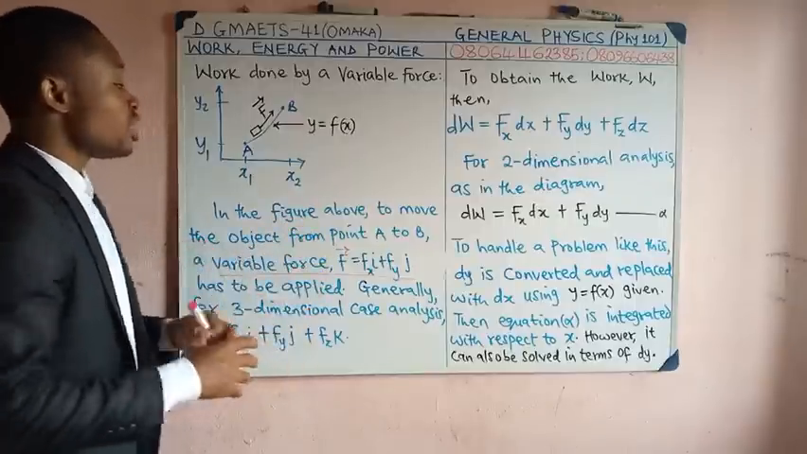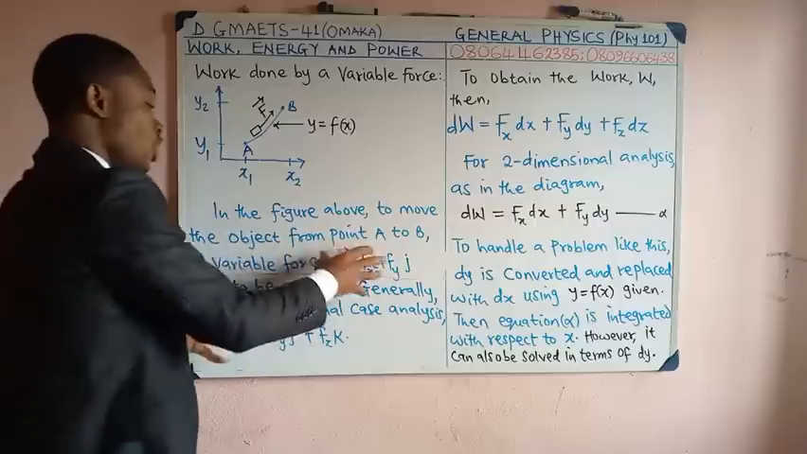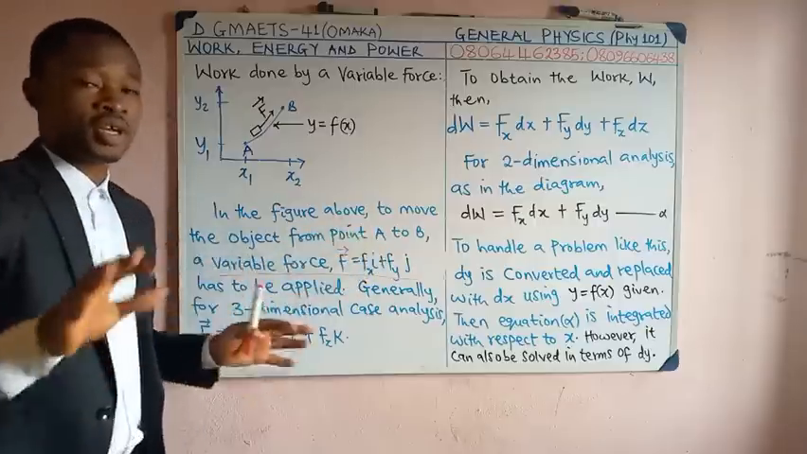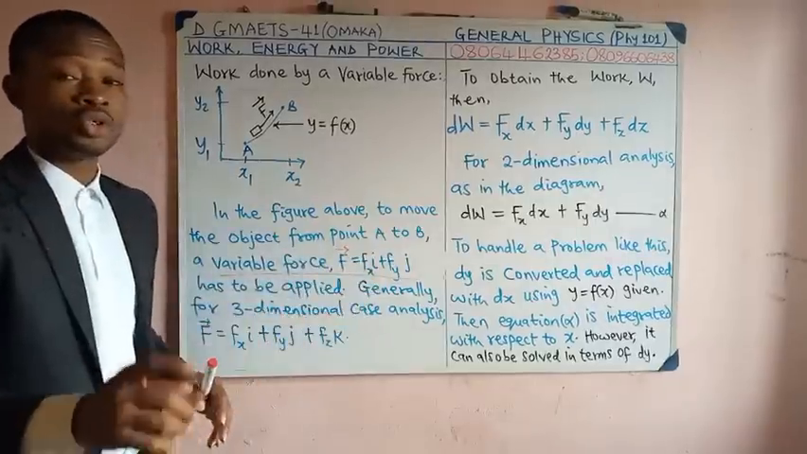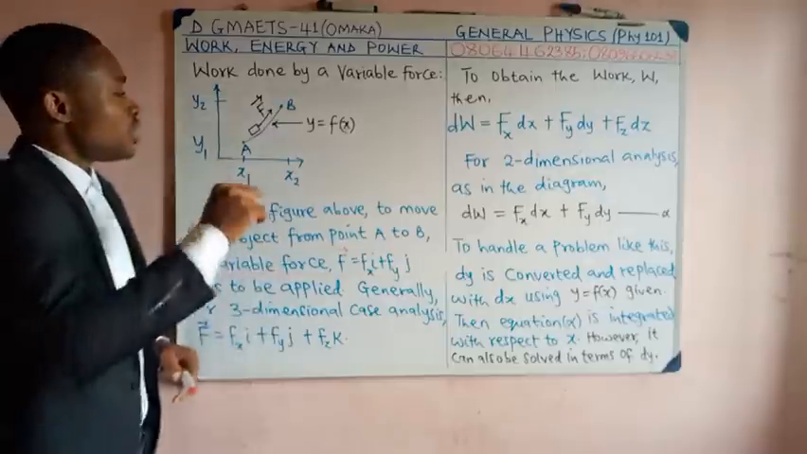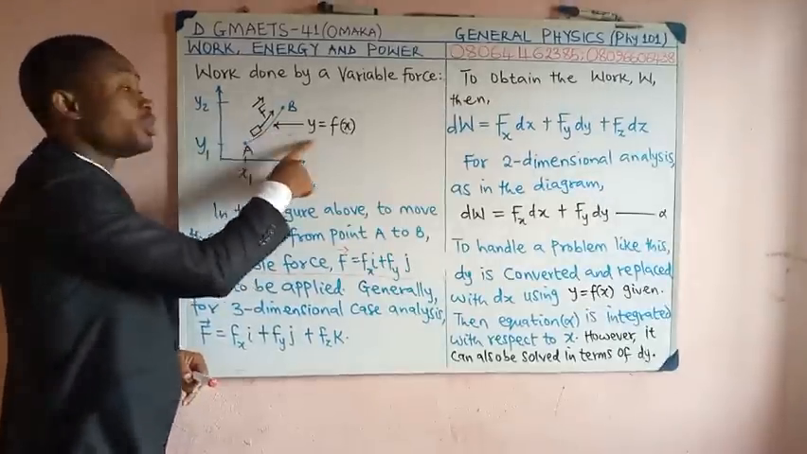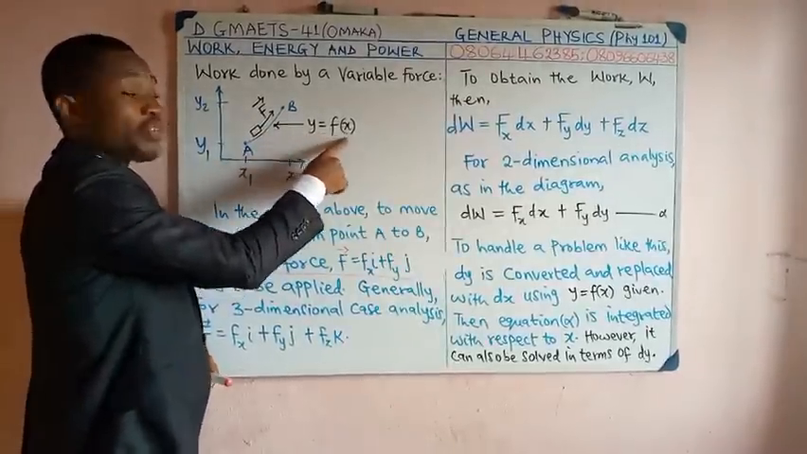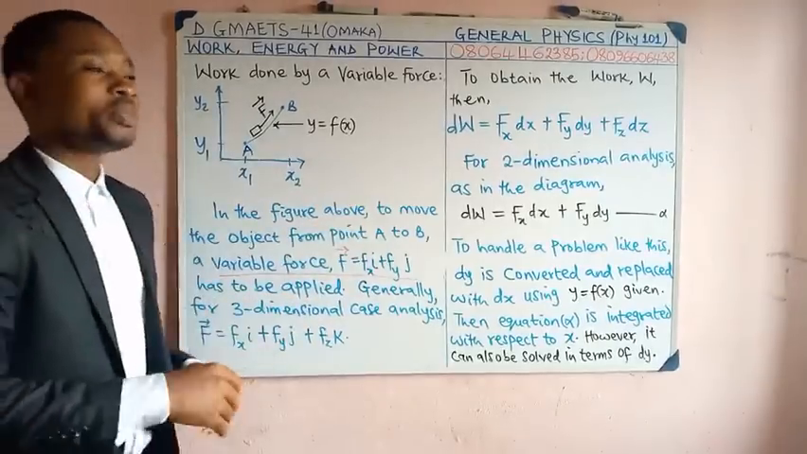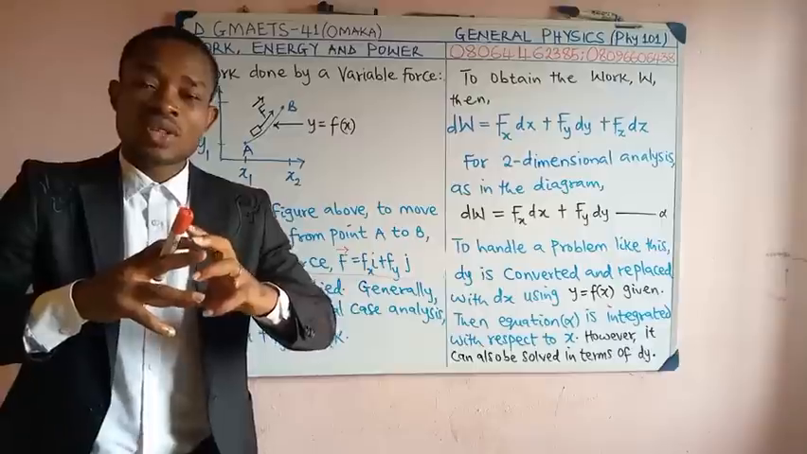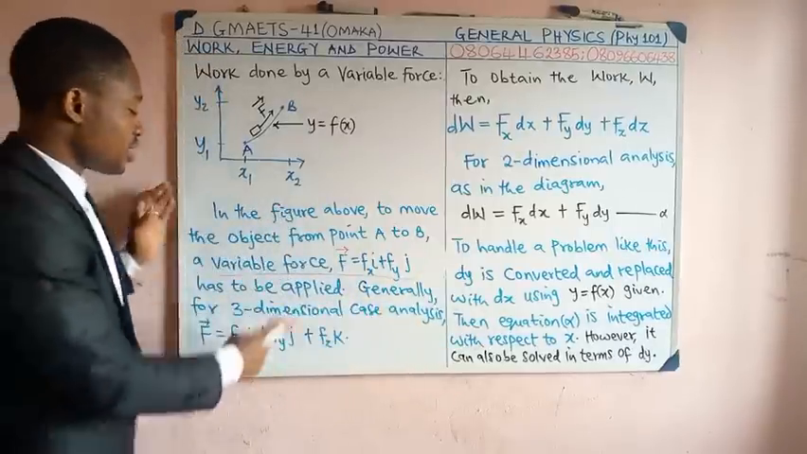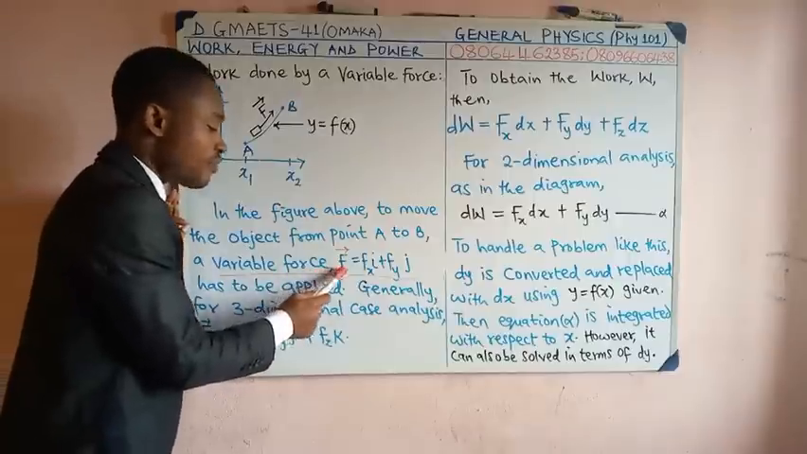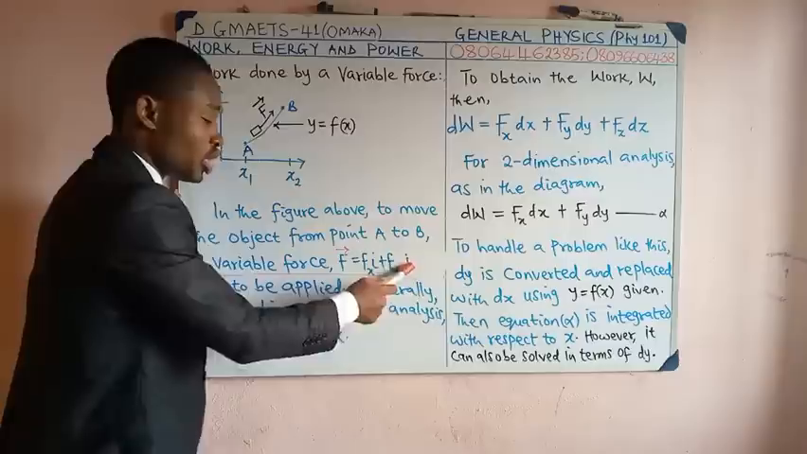All we need to do is to take note of the fact that the force can be expressed in 2 or 3 dimensions. Our focus here, though, is going to be on 2 dimensions. Now, the equation of the curve will be given. So you see y is equal to f of x. Are you following? So y will be given as a function of x. That curve will be defined by an equation. And on the basis of that, since this is the variable force, F is equal to Fx i plus Fy j.